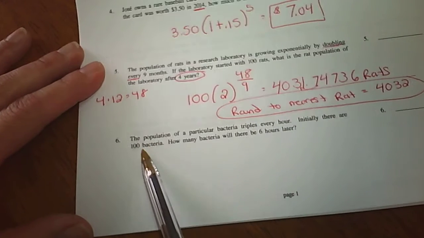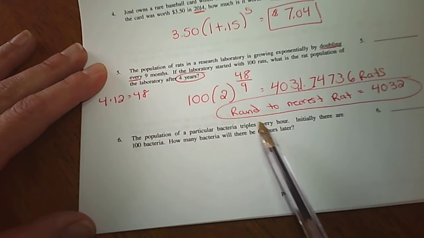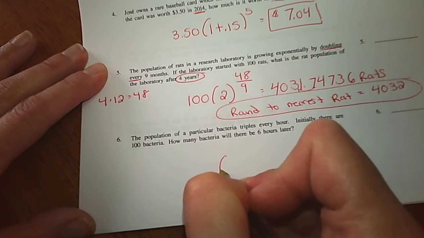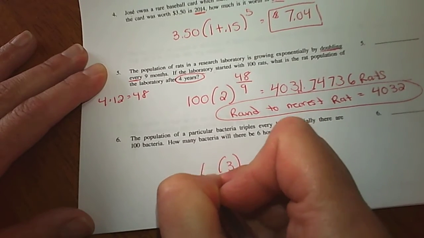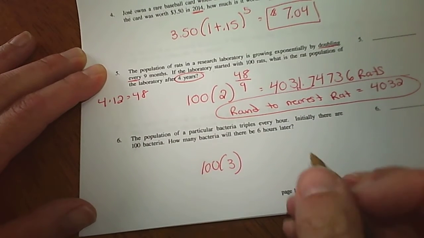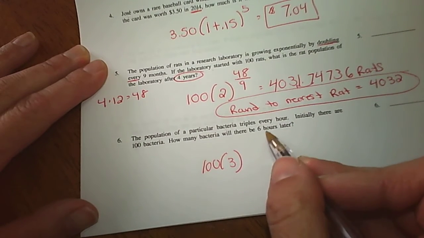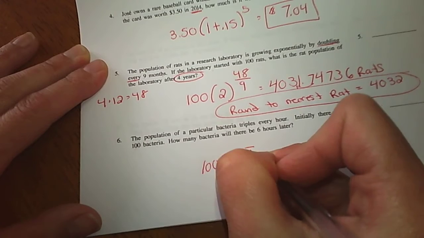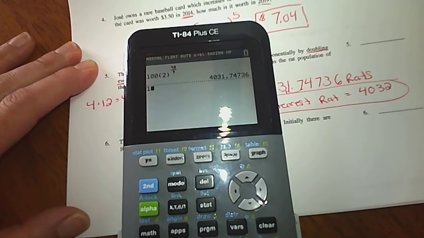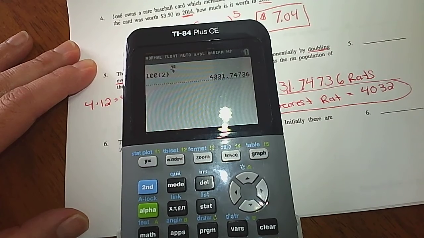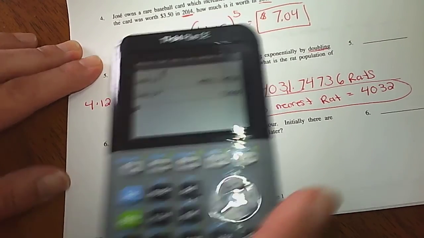All right, number 6. The population triples. That means in the parentheses is going to be a 3. Initially there are 100. Okay. How many will there be every hour? So that means bottom is 1. 6 over 1. So we do 100 times 3 raised to the 6 over 1, which is just 6.